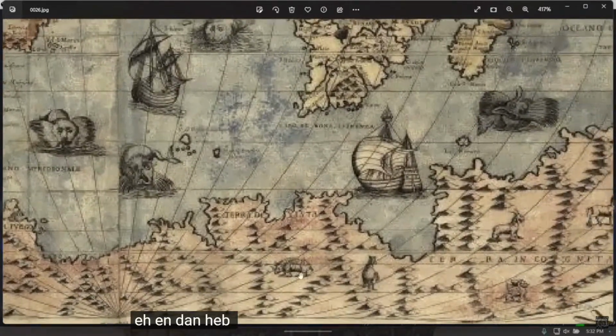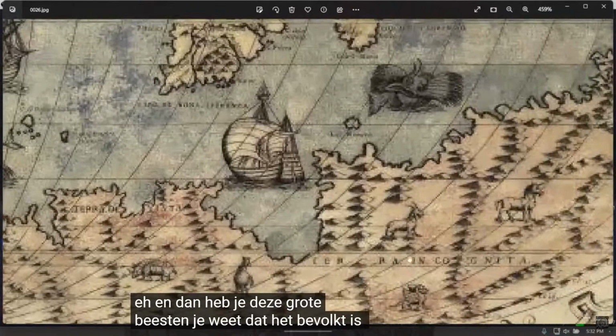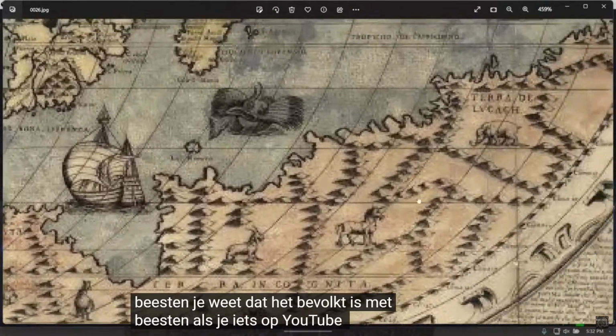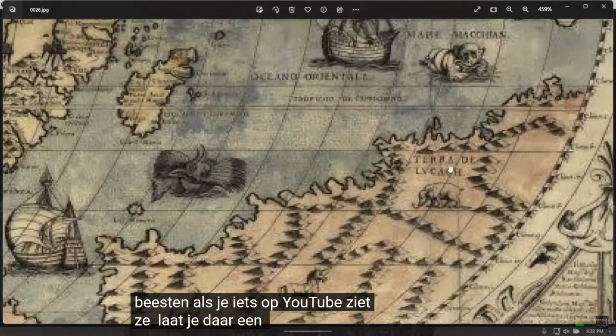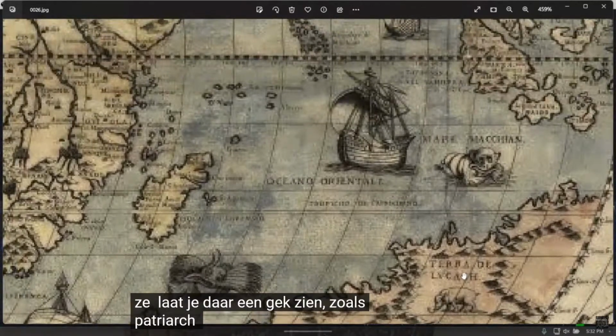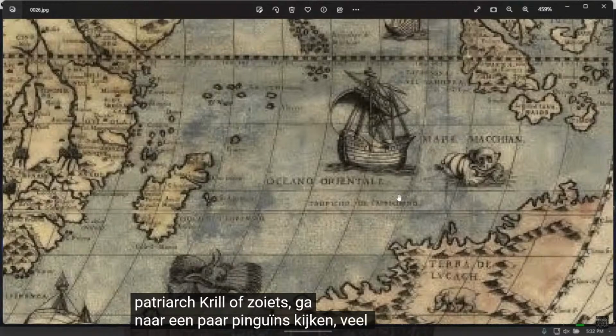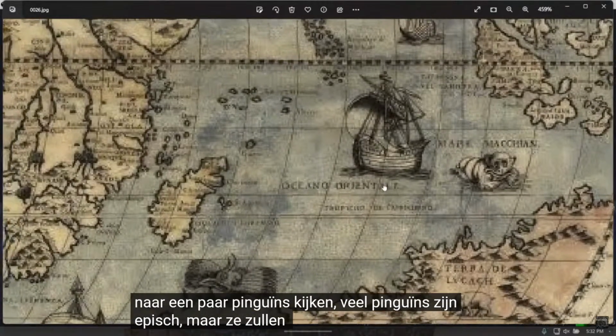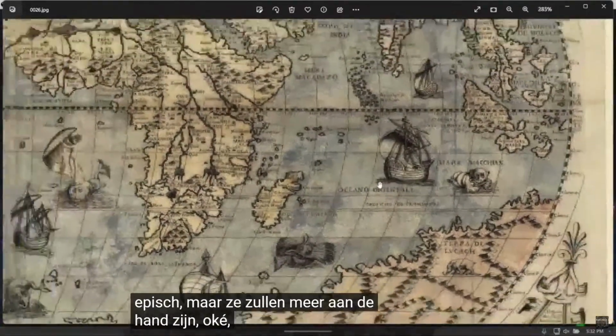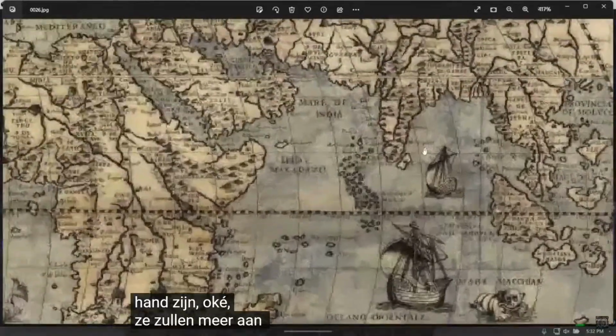And then you've got these large beasts, it's populated with beasts. If you see anything on YouTube, they show you some weirdo there, like Patriarch Krill or something. Go and look at some penguins. Although penguins are epic, there's got to be more going on, okay? There's got to be more going on.